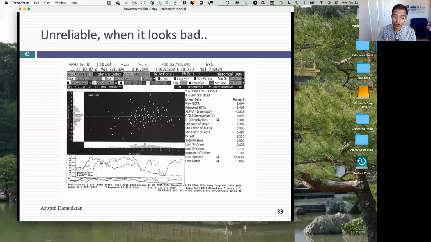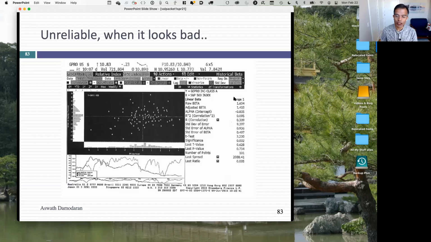Remember statistics, you're taught to put the standard error in brackets below. And when you run a beta on Bloomberg, not only do you get a beta for the company, you get a standard error on that beta. So in this example, for instance, I have a regression that I ran for GoPro. This was when GoPro was at its peak, growing fast. The beta I got was 1.604.